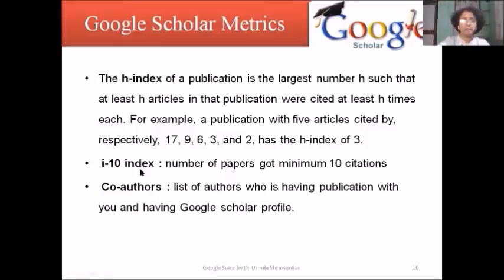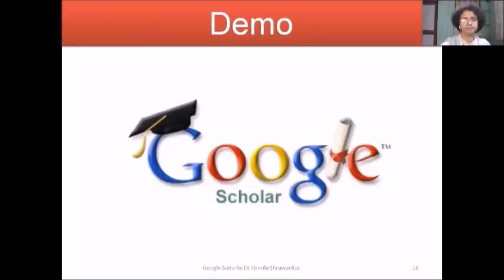The i10-index means the number of papers with a minimum of 10 citations. What do we mean by co-author here? It is the list of authors who have publications with you and have a Google Scholar profile. This is very important. We have many co-authors, but if a co-author has not created their own profile, then they are not visible under your profile as a co-author. Now I will give you the demonstration.